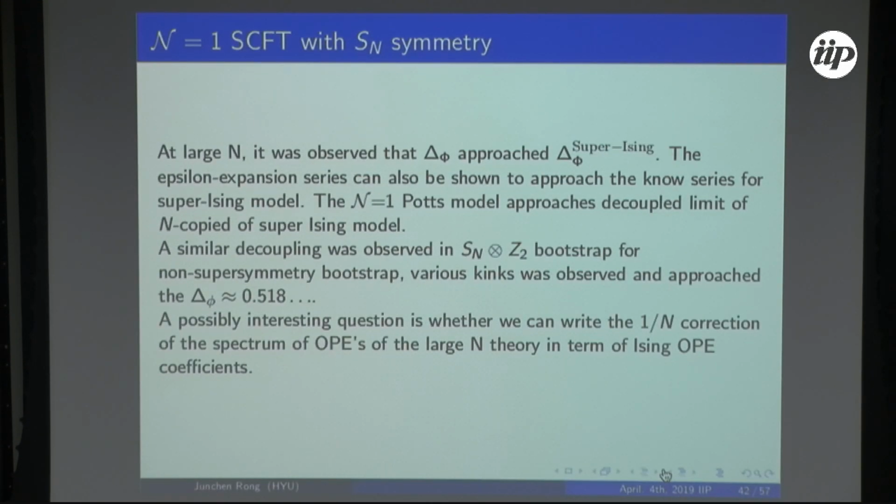Since this is a very free discussion, I don't know if it's possible to get some corrections in terms of the Ising model OPEs. Of course, for a free theory we can solve everything, we basically know everything. But this decouples into an interacting theory, many species of Ising model, and probably the Ising OPE spectrum can give us some information about this large n, and we can hopefully compare with the numerics.